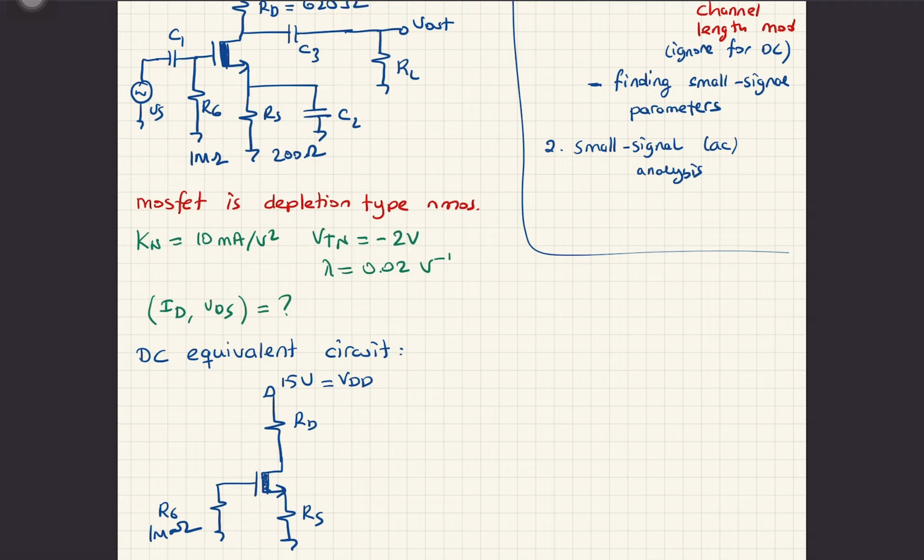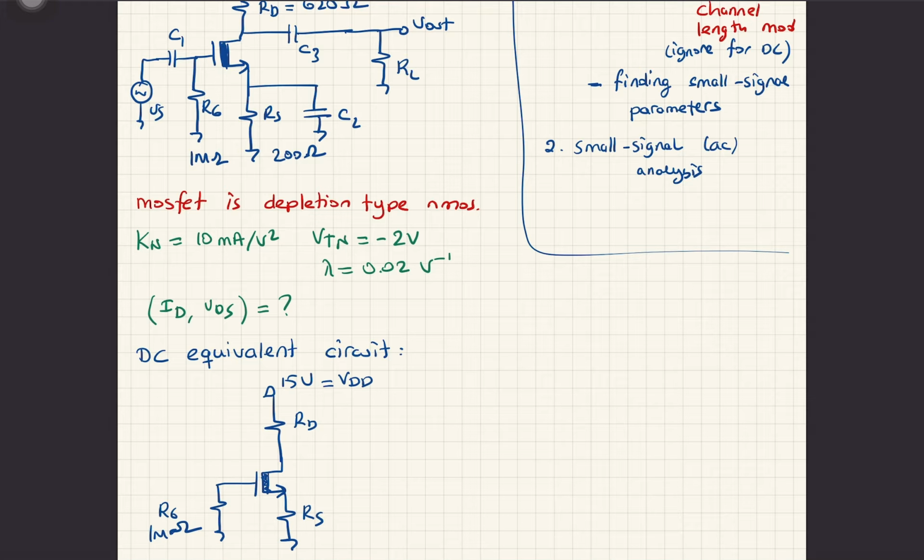So what you need to do is start with an assumption. Since the gate potential is at 0 volts, remember that the gate current of a MOSFET is 0. This gate voltage is 0 volts, and the threshold voltage is negative, which means that VGS is definitely larger than the threshold voltage. So this MOSFET should be on.